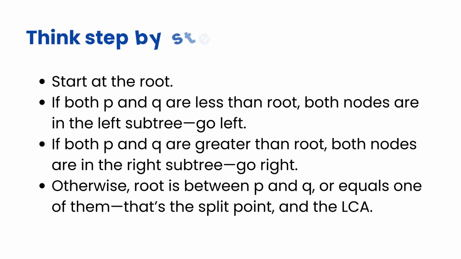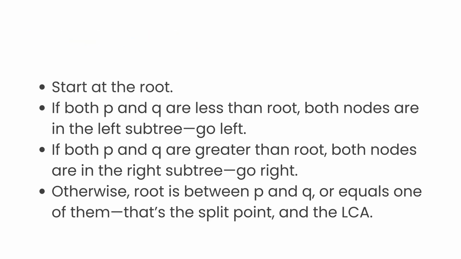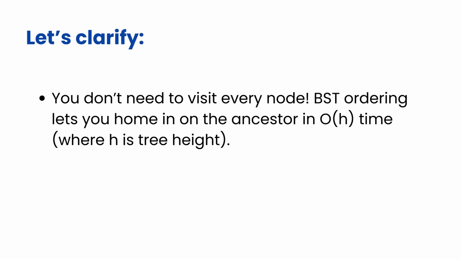Now let's think step by step. Start at the root. If both P and Q are less than root, both nodes are in the left subtree, go left. If both P and Q are greater than root, both nodes are in the right subtree, go right. Otherwise, root is between P and Q, or equals one of them, that's the split point, and the LCA. Let's clarify. You don't need to visit every node. BST ordering lets you home in on the ancestor in O(H) time, where H is tree height.